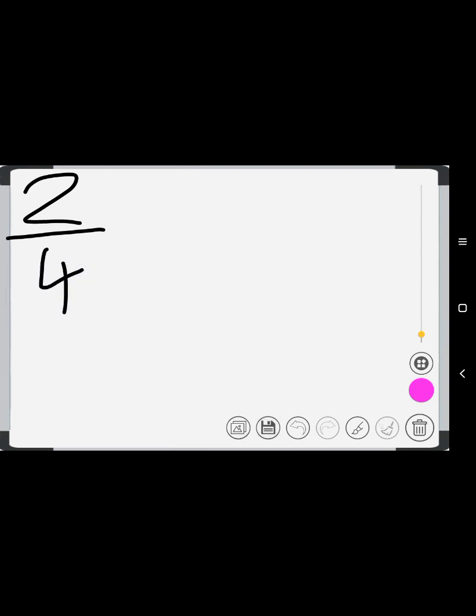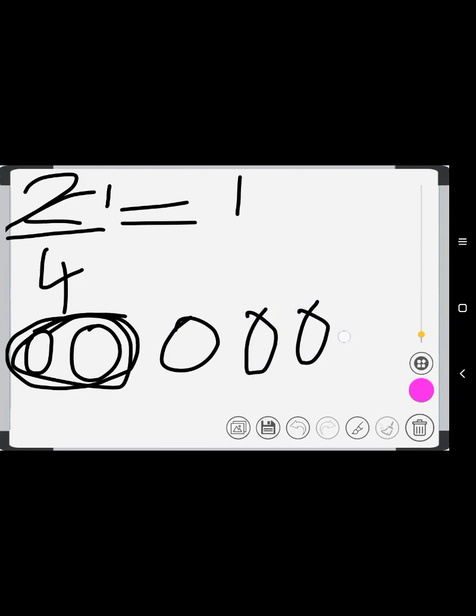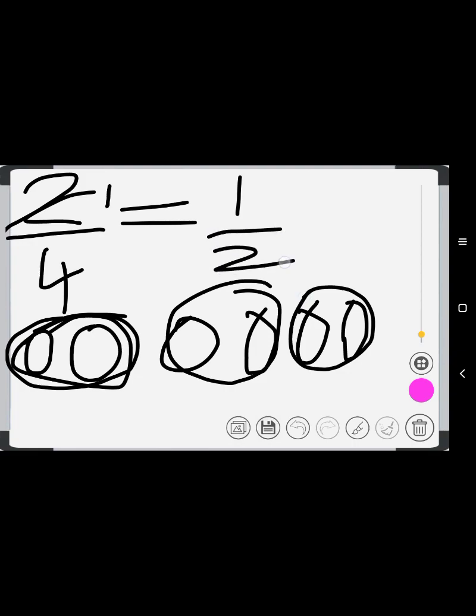Let's try. 2 out of 4. So we have 2 apples. We're using the number 2, so let's just use it again. Because if you use 1, we get the same answer. But let's just use the 2 again. So 2 can go into itself. That will be equal to 1. 2 into 2 goes 1 time. If you draw 2 apples and group it by 2, you get the same. So you have 4, 1, 2, 3, 4. You group it by 2. You got a half, the same answer.